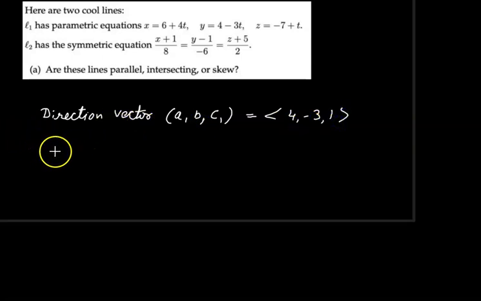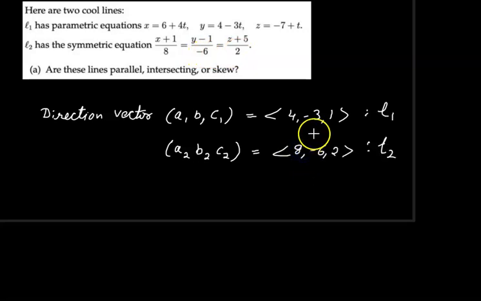And the direction vector of line L2: when the line is given in symmetric form, then those denominators represent the direction vector. This 8, -6 and 2 represent the direction vector. Let's see whether they are the same. We can see 4 times 2 is 8, -3 times 2 is -6, 1 times 2 is 2. So the second direction vector is a multiple of the first direction vector.